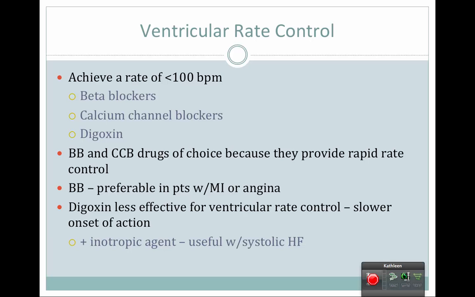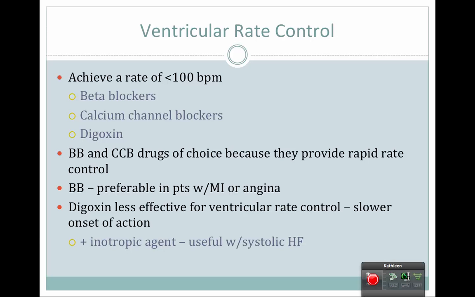Ventricular rate control: we want to achieve a rate of less than 100 beats per minute with beta blockers, calcium channel blockers, digoxin. Beta blockers and calcium channel blockers are drugs of choice because they provide rapid rate control. Beta blockers are preferable in patients with MI or angina. Digoxin is less effective for ventricular rate control. It has a slower onset of action. Digoxin is also a positive inotrope and is very useful with patients with systolic heart failure.